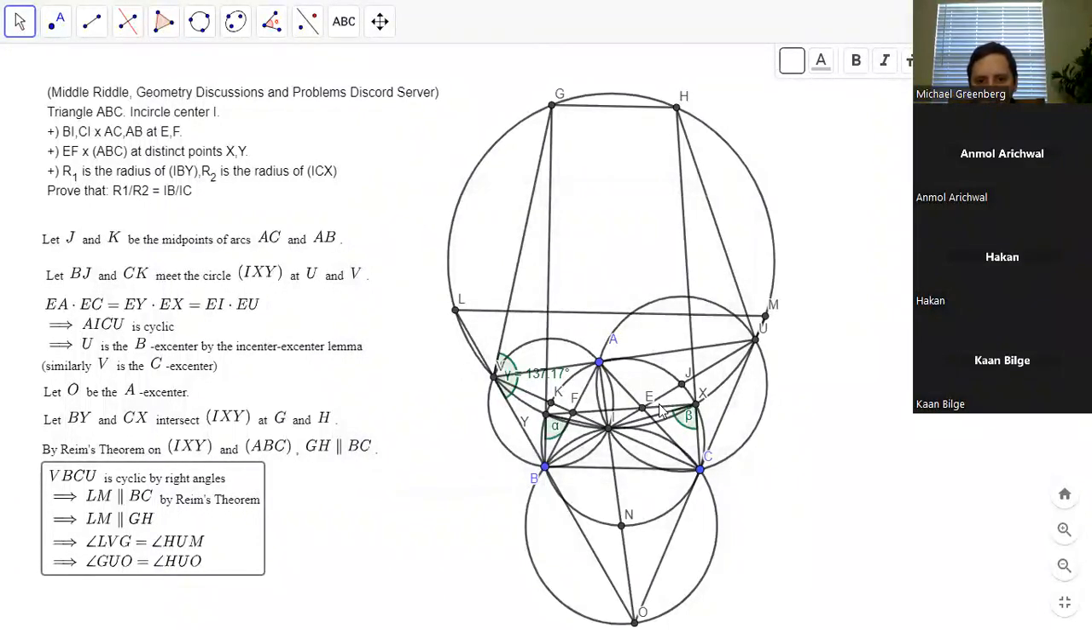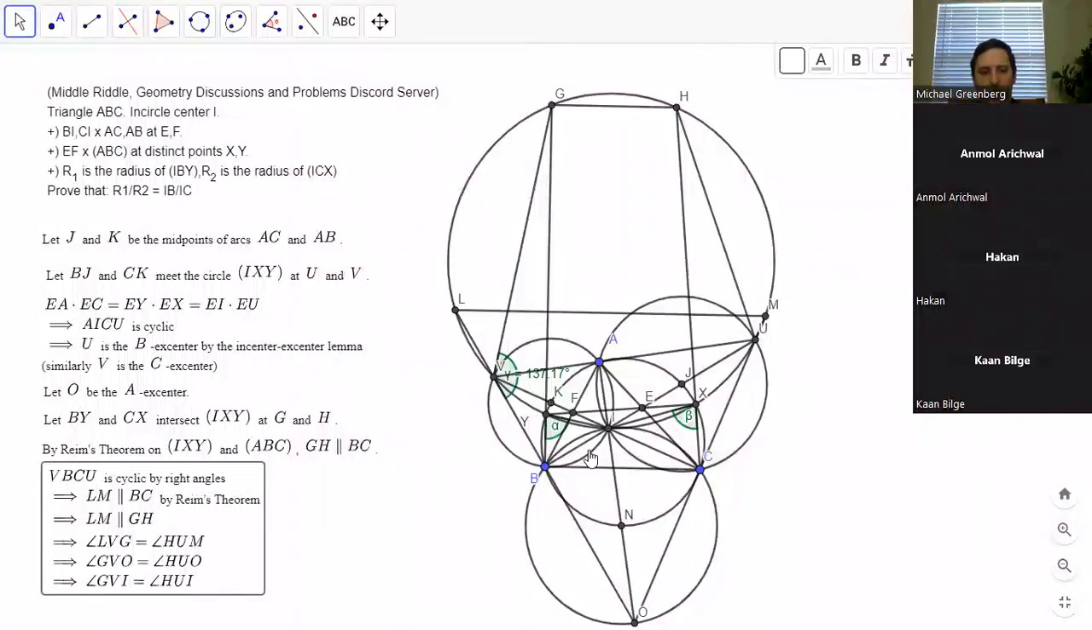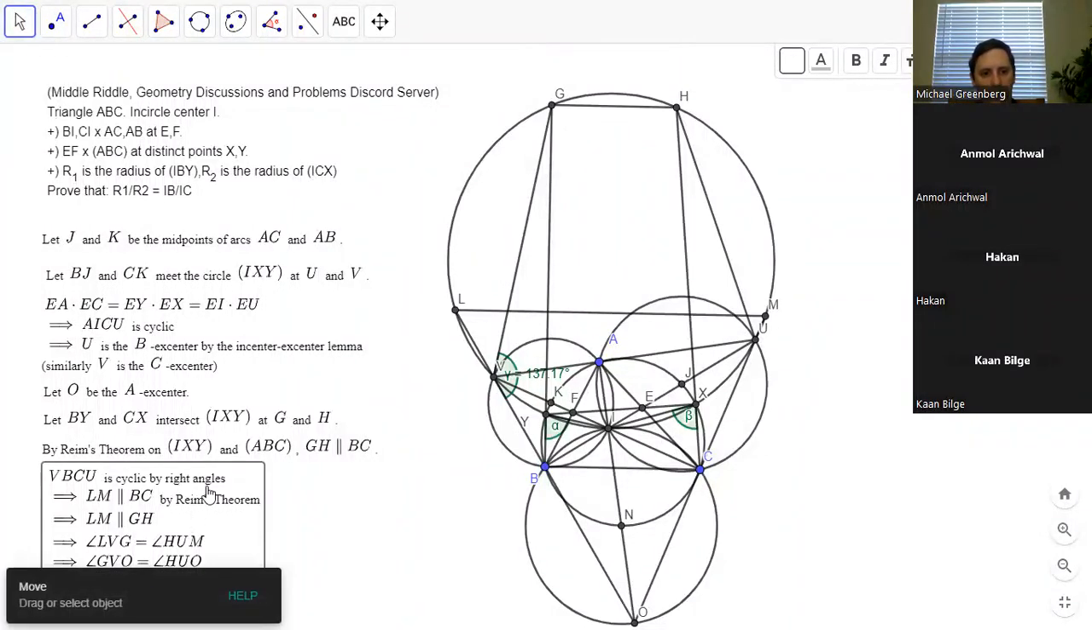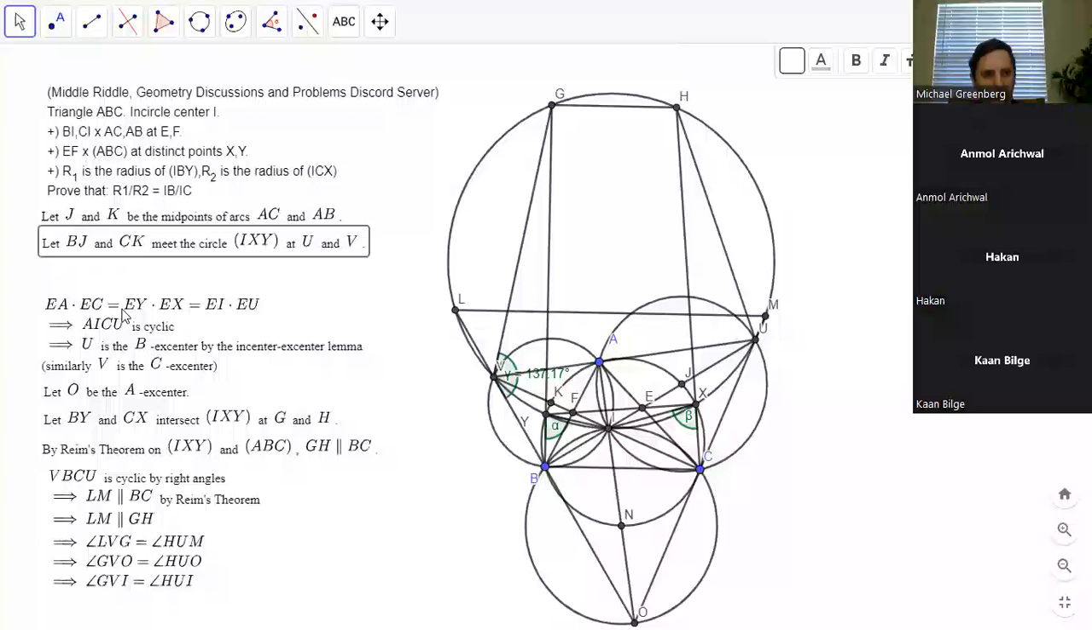And we want to show, but then we also have, which means that angle GVI. So angle GVI is equal to angle HUI. Because basically you're subtracting out equal angles, so that makes sense. And once we have that, let me just make some room here. Move everything up.